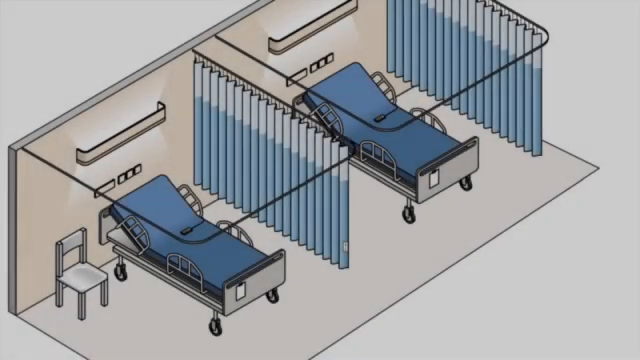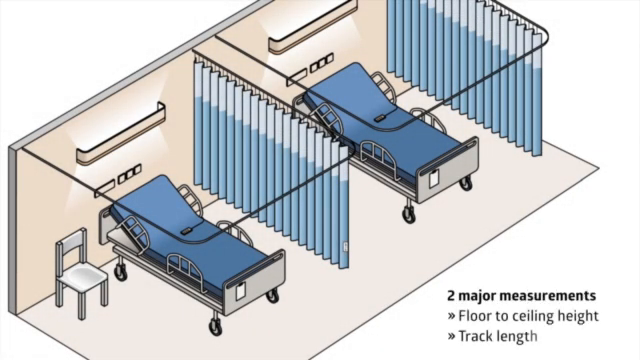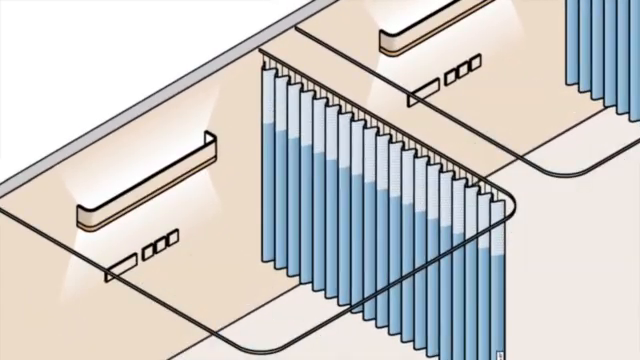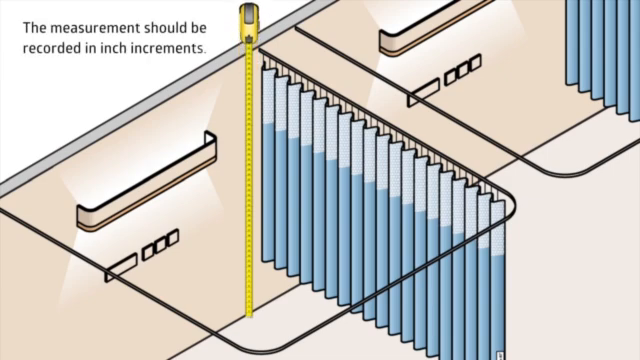When measuring cubicle curtains, there are two major measurements that we need to have: floor-to-ceiling height and track length. Floor-to-ceiling height measurements can be taken up the wall of a patient room or bay. To start, put the metal tip of the measuring tape at the juncture of the floor to the wall. Ride the measuring tape up the wall until you reach the juncture of the wall in the ceiling. The measurement should be recorded in inch increments.